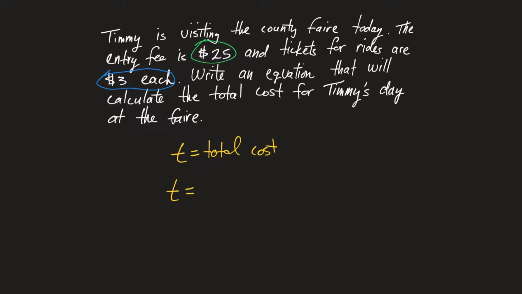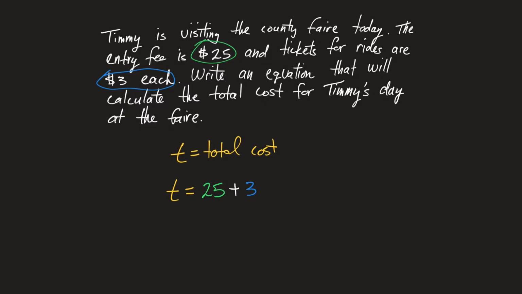Now, one of these fees is going to happen one time, and the other fee is going to happen repeatedly. And hopefully you can guess, the $25 is going to happen one time, and the $3 is going to happen repeatedly. And so this is what we do. We have the $25 just to get in, and then that's going to be plus the $3 for each ticket.